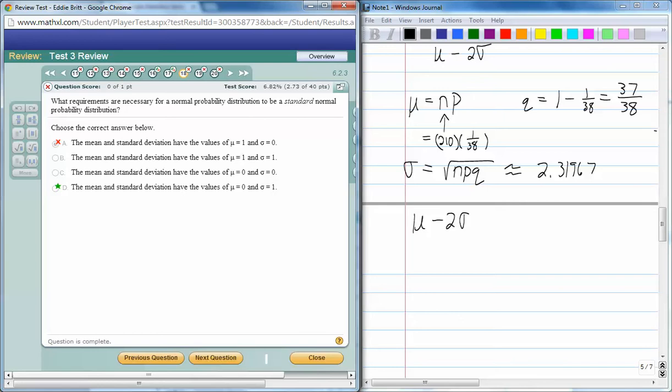Right. What requirements are necessary for a normal probability distribution to be a standard normal probability distribution? Alright, so for a normal probability distribution to be a standard normal probability distribution, the mean needs to be 0 and the standard deviation needs to be 1. Alright, it's not the other way around. The mean is 0, the standard deviation is 1.